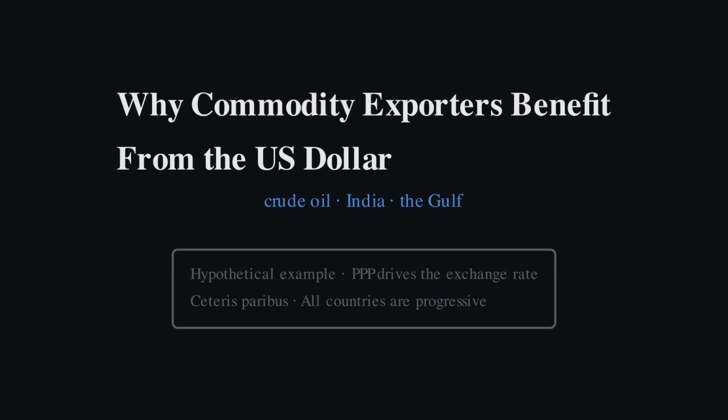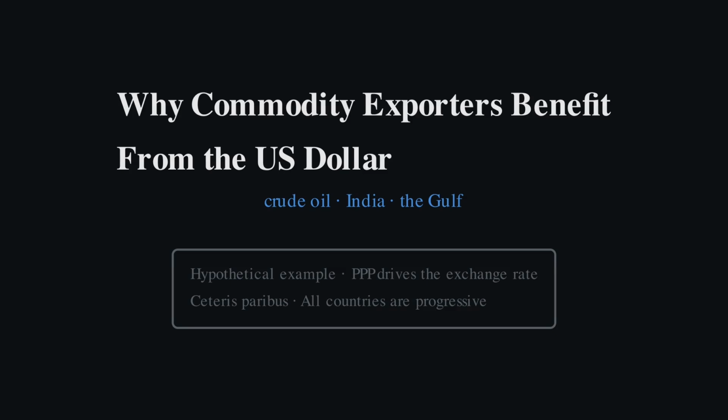Everything you're about to see is a hypothetical example, simplified numbers chosen purely to make one concept clear. We have chosen India as our importing country simply because India imports crude oil in very large quantities. We have chosen Gulf countries as our exporter simply because they are among the largest exporters of crude oil in the world. No other inference should be drawn. In reality, all countries are progressive and growing.